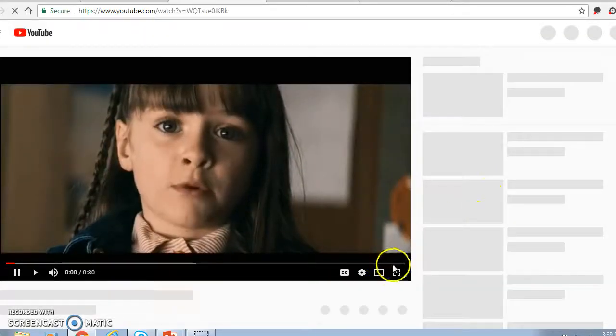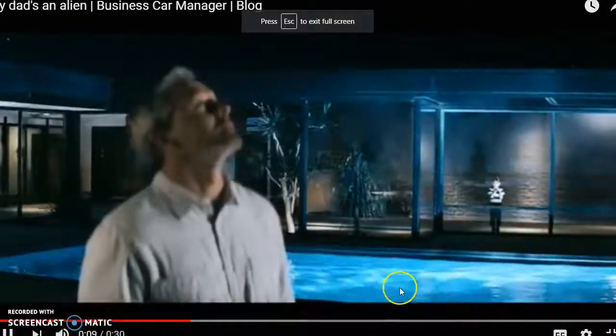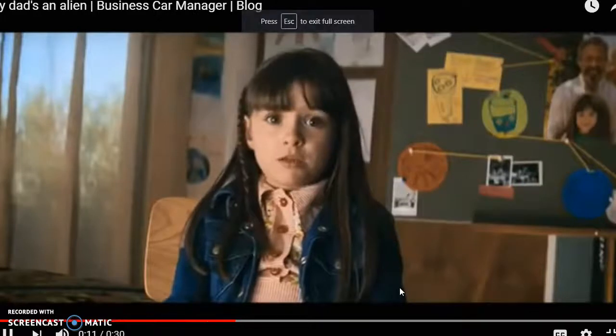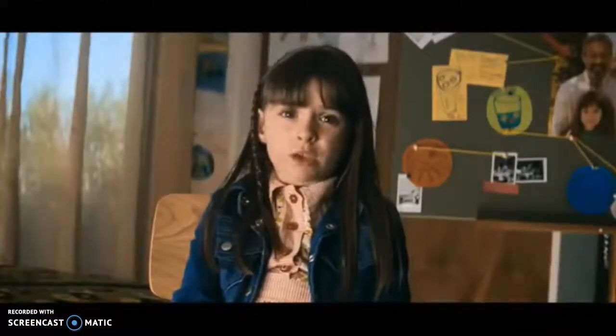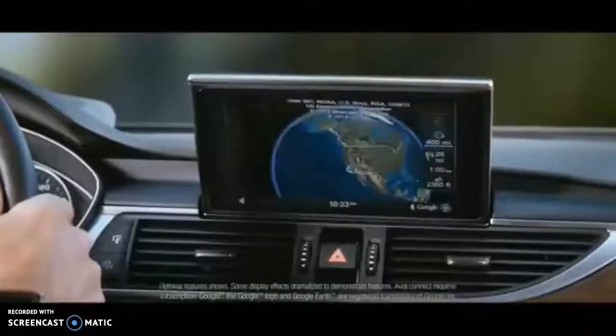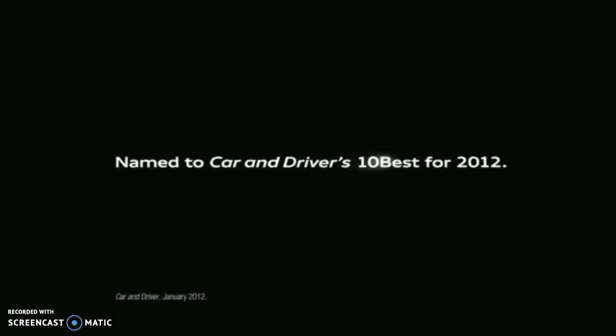I have evidence that proves my dad's a space alien. He speaks a weird language. He drinks green stuff. He says he's from Albuquerque. I'm not buying it. I mean, just look at him. And one more thing, he has a spaceship. The evidence doesn't lie. My dad's an alien. The highly advanced Audi A6 named to Car and Driver's 10 Best.